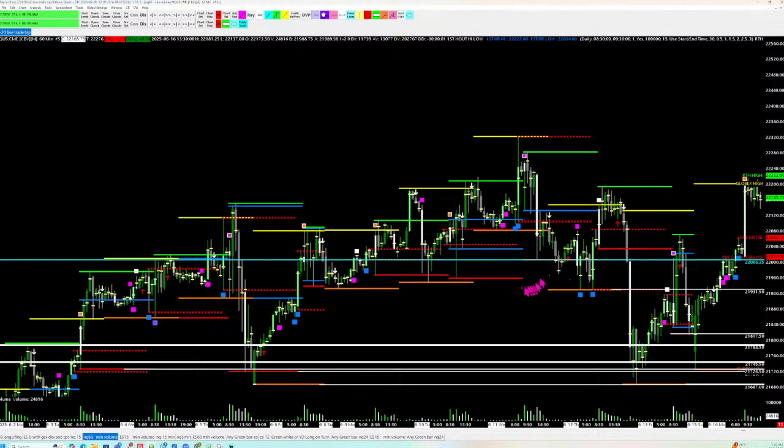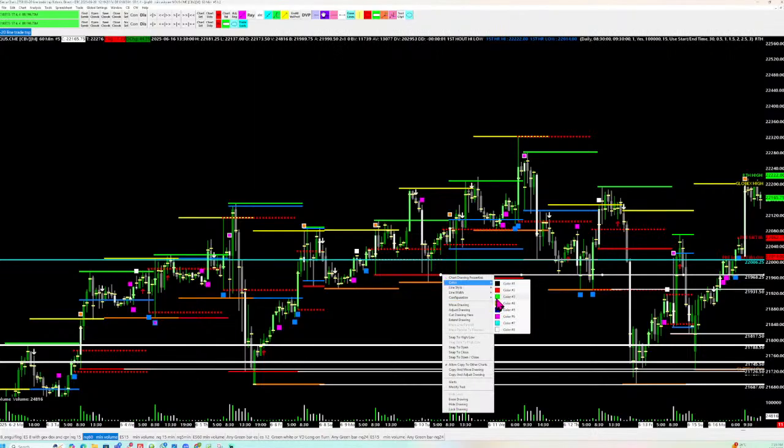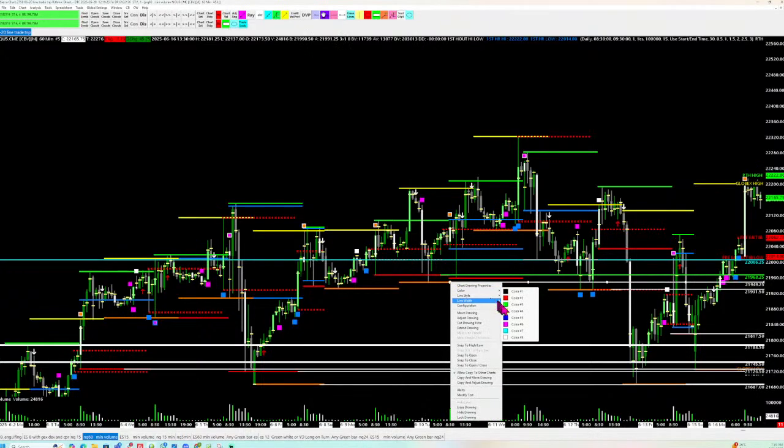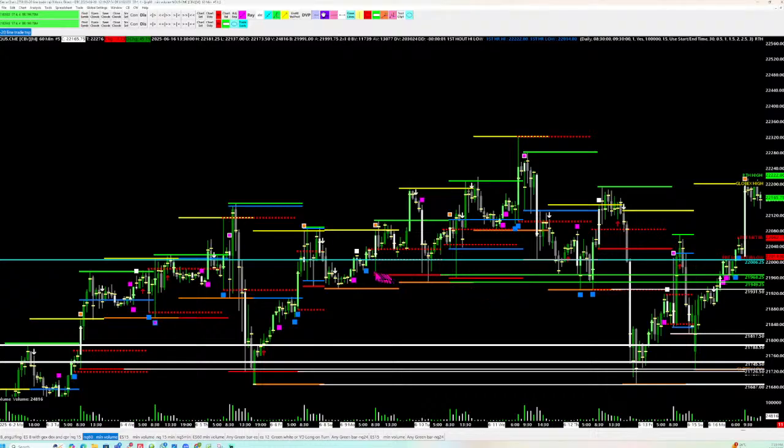So I'm trying to find a specific instance. Okay, see this right over here? I'm going to erase these, so I'm going to make them a different color. Green. Okay. Do I have anything else?